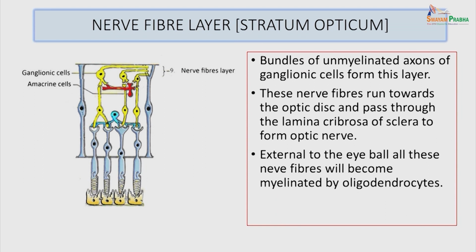The next is the stratum opticum, that is the nerve fiber layer. Bundles of unmyelinated axons of ganglionic cells form this layer. These nerve fibers run towards the optic disc and pass through the lamina fibrosa of the sclera to form the optic nerve. External to the eyeball, all these nerve fibers will become myelinated by the oligodendrocytes. Here you can see the nerve fiber layer. You can see the axons of the ganglionic cells, they are grouped together to form the optic nerve.